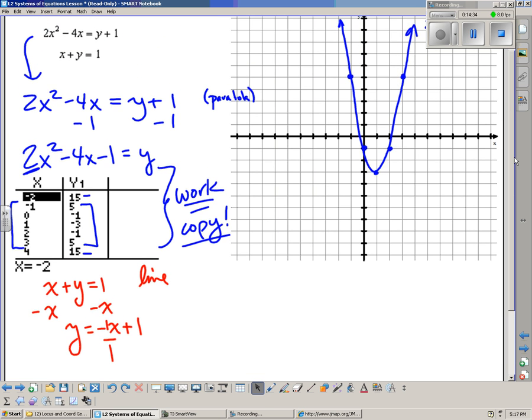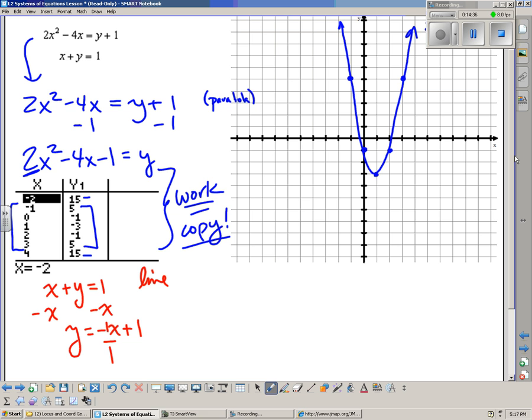So I'll plot that. So I have my positive 1 here. And I'm going down 1 to the right 1, down 1 to the right 1, down 1 to the right 1. Now, if I wanted to go the other way, I would go up 1 to the left 1, up 1 to the left 1. And so here's my graph. I missed that point, but that's okay.